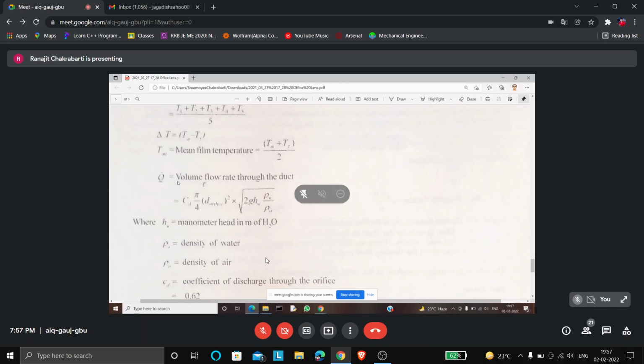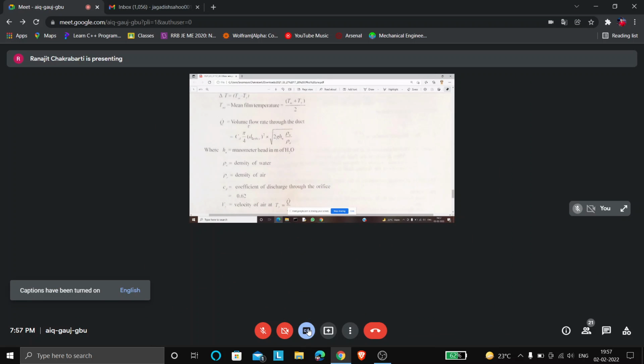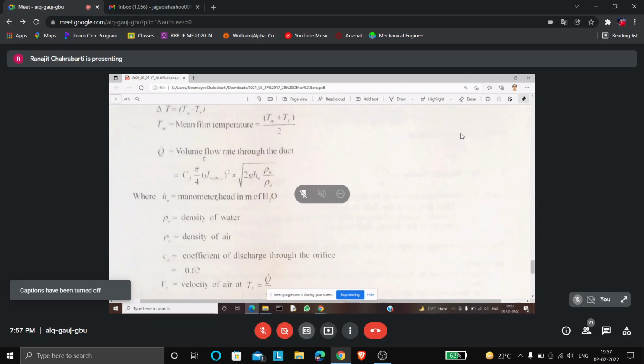This Q dot is the volume flow rate per unit time, how much volume of air is flowing. CD is the coefficient of discharge of the orifice. This CD value is 0.62, and pi by 4 into diameter of orifice whole square. This diameter of orifice is also given, known to us. Root over 2g, g is known to us, 9.81. HW is the water head, a manometer head, in meter of water.